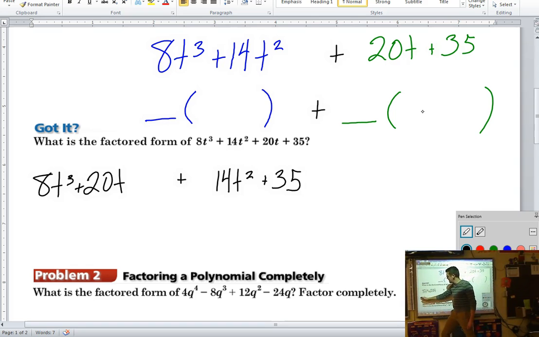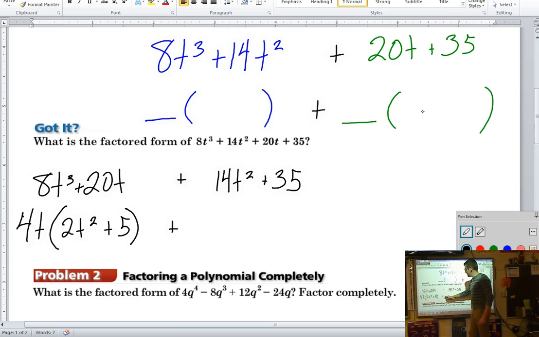So then down here, you said you took a 4 out, so 4t probably? Yeah. So you took out 4t and you had? I had 2t squared plus 5. And then, what'd you take out of it? I took a 7 out. That way I had the 2t squared plus 5. Or yeah, 2t squared, my bad.